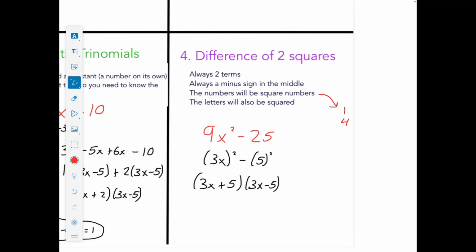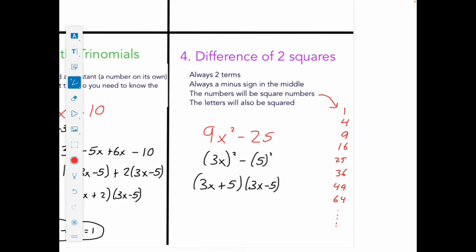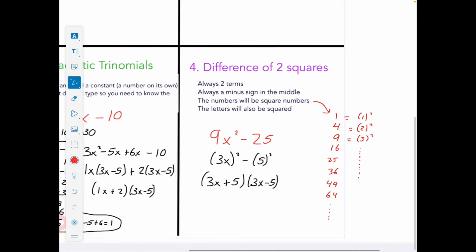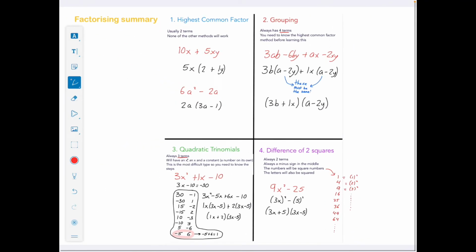There's always a minus sign in the middle, and the numbers will be square numbers. So then you're looking out for the numbers 1, 4, 9, 16, 25, 36, 49, 64, and so on. Why are these my square numbers? Because this is 1 squared, this is 2 squared, this is 3 squared. You can continue on that pattern there.